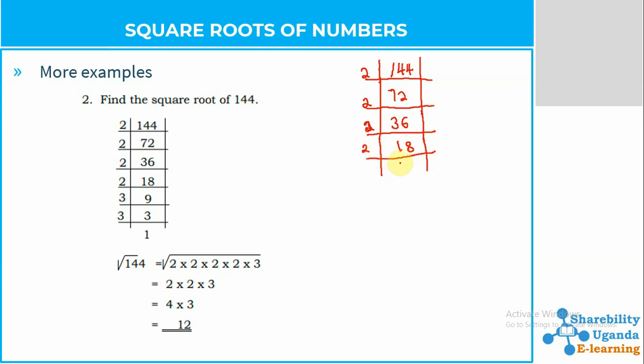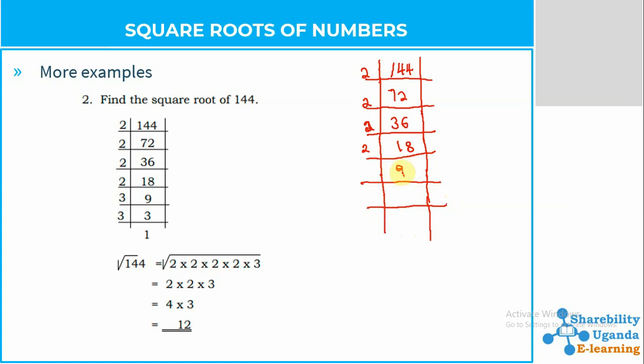We still divide our 18 by 2. So we shall be able to get our answer, which is 9. Remember, we have to solve this number up to a 0, until we get the number that can divide it and we get a 1.